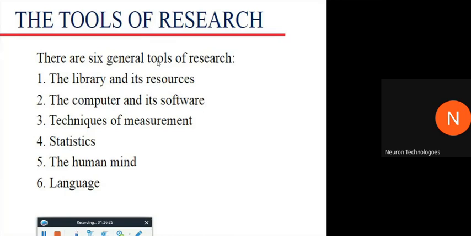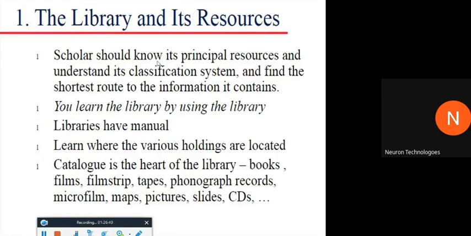Then, six general tools of research: library and its resources, computer and its software, techniques of measurement, statistics, the human mind, language. So we can utilize these tools while completing our research as well. A scholar should know its principal resources, understand its classification system, and find the shortest route to the information it contains. You learn the library by using the library.